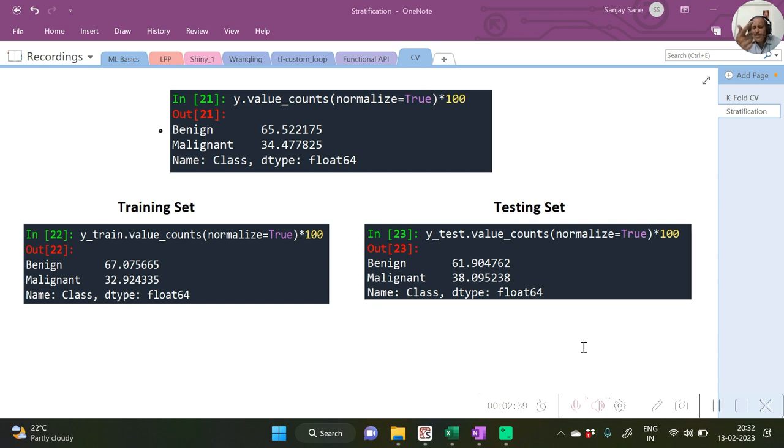because the original data has a benign percentage of 65.52% and malignant of 34.47%, as you see over here. As against that, the training and the testing sets are not following those particular percentages. And hence, in order for the training and testing sets to represent the parent data set, we require stratification.